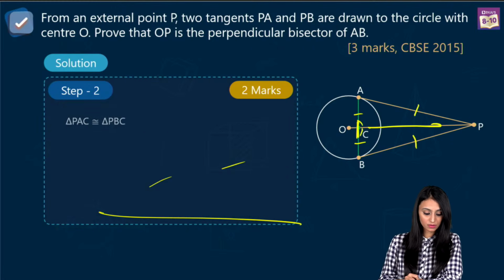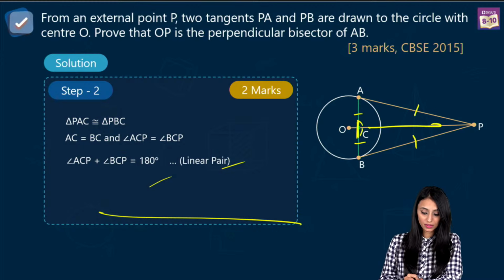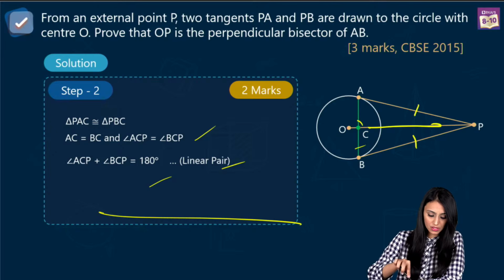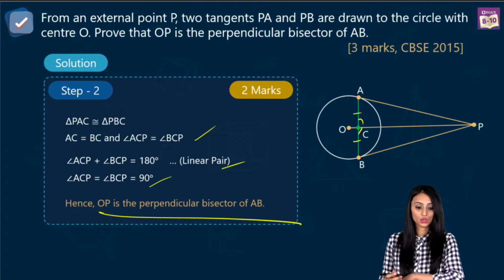Alright, let's move ahead. Once the triangles are congruent, you know that by CPCT their corresponding parts would be equal. So AC and BC will be equal, and angles ACP and BCP would be equal, because the triangles are congruent. These angles are equal and they form a linear pair. Add them up, you can show that they are 90 degrees.